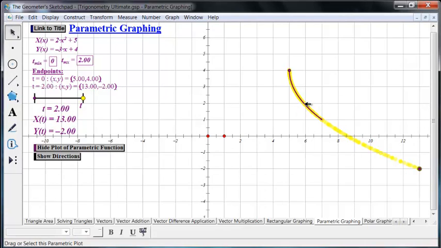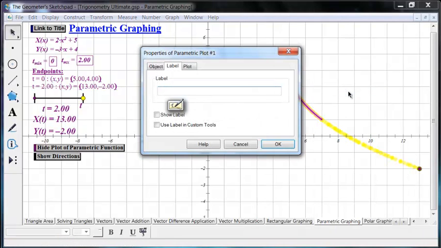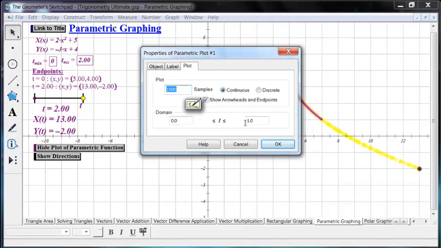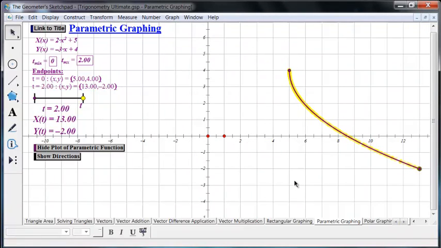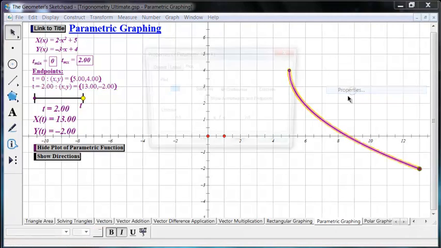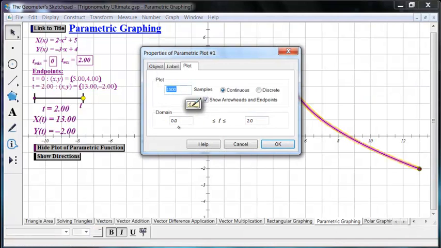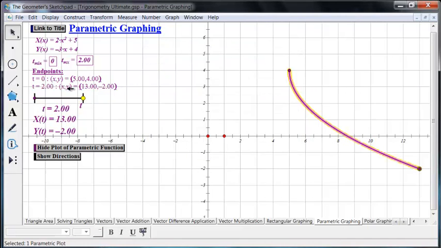Right click on the curve itself, the purple curve, and go to Properties, and then go to Plot. And this says we're only going from t equals 0 to 1. And if I change it to 2, then that will go the whole way, and we get that entire piece as we go across now. And so we can specify the t values by right-clicking on the curve and changing those properties right there. And I have it where it's graphing the two endpoints kind of separately from that. Okay? And so that gives you an idea of how to do parametric graphing.